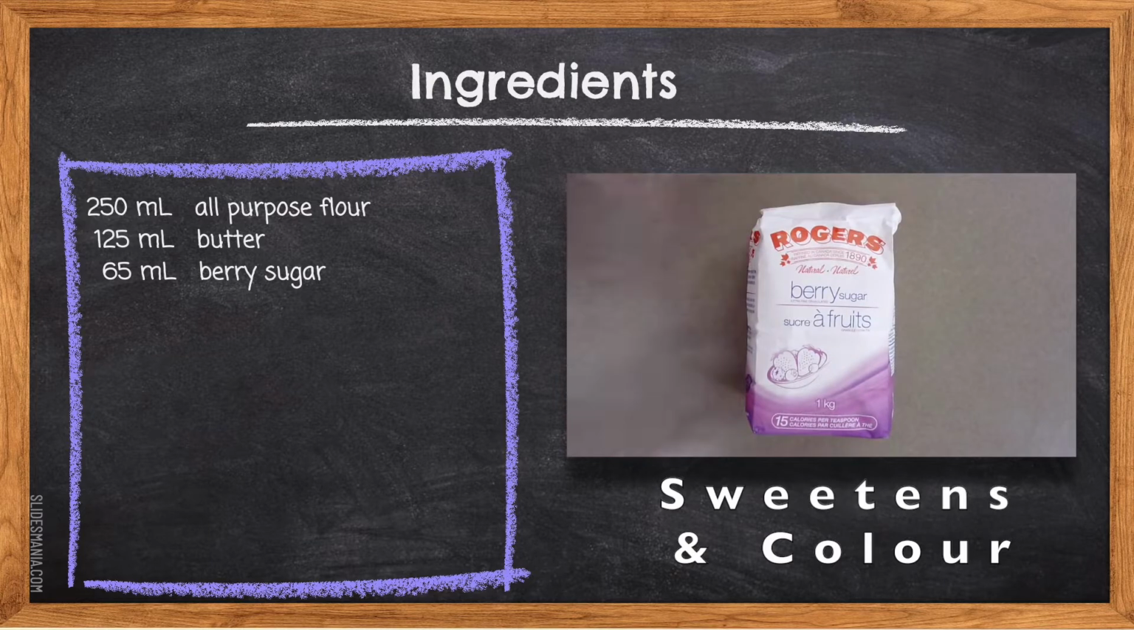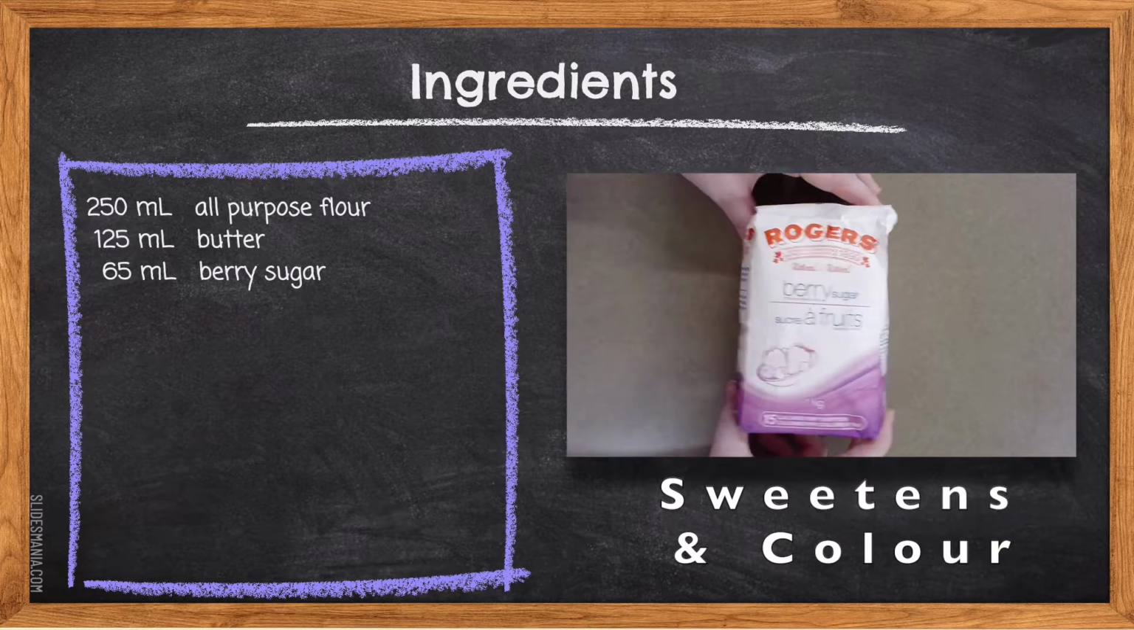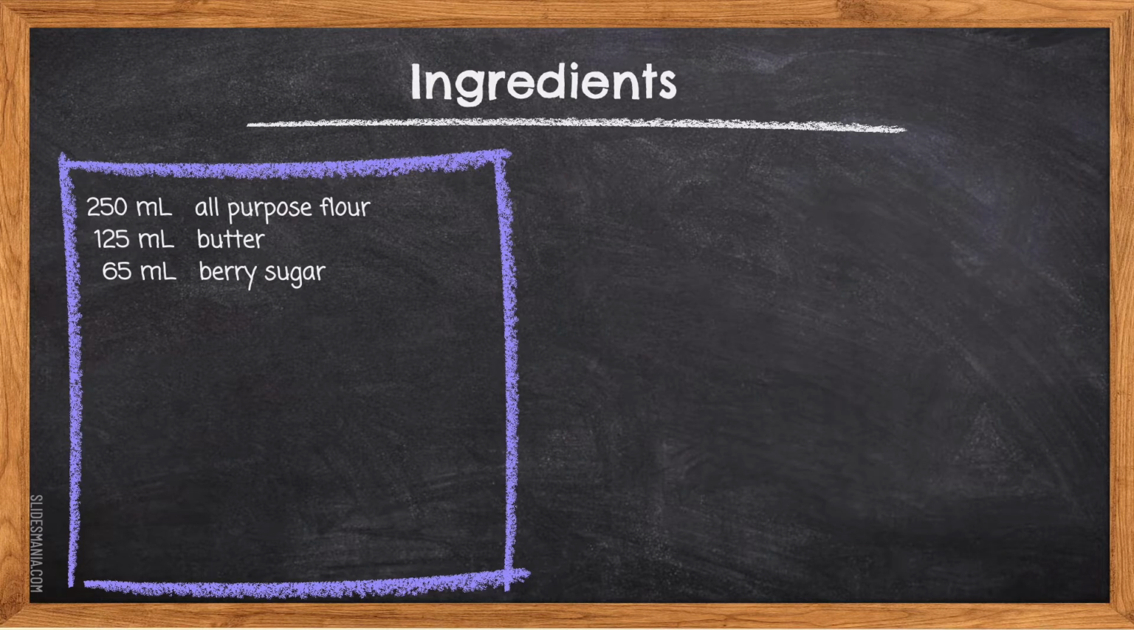65 milliliters of berry sugar. Sugar not only sweetens our cookies today, but will help provide the golden brown color on the edges only as the sugar caramelizes in the oven. We're using berry sugar as it's made up of finer crystals that instantly dissolve when creaming the butter. Therefore, we will not have a gritty texture. And those are the 3 and only ingredients for the Scottish shortbread cookies.